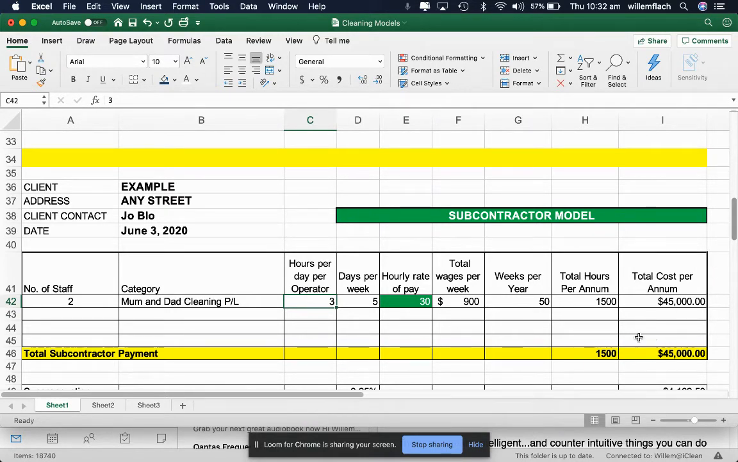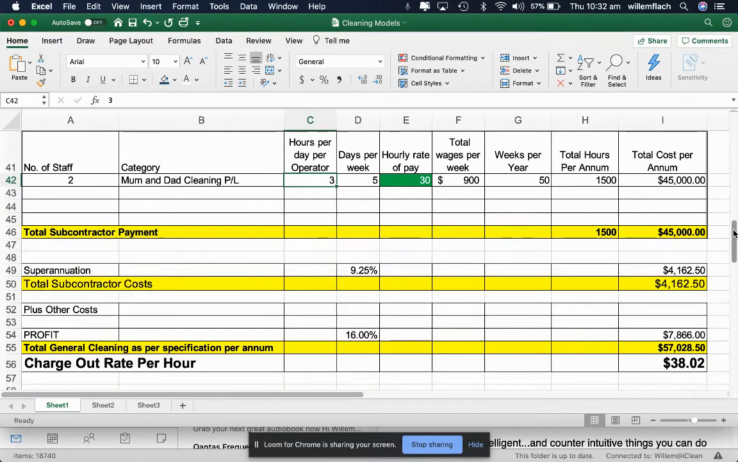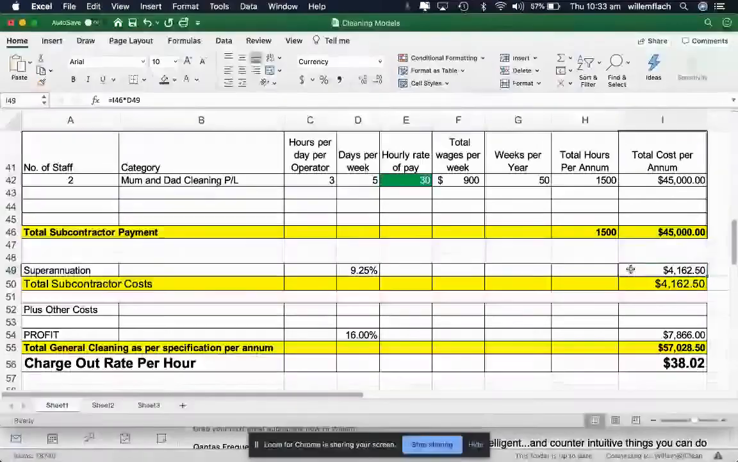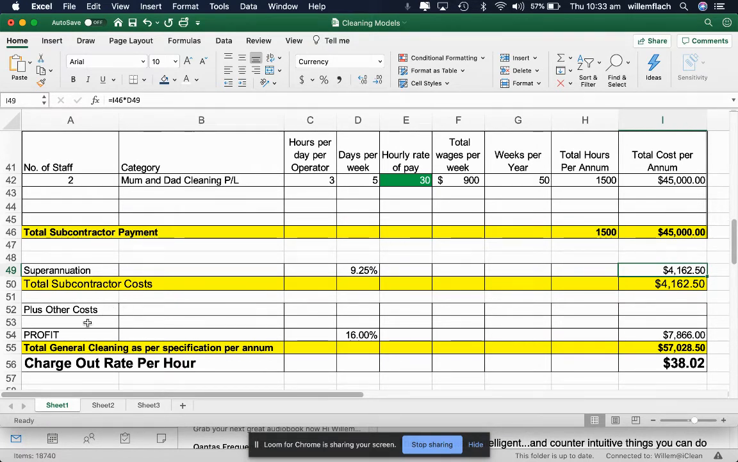So in this case, we're paying the subcontractor $45,000. Unless the client is an independent company and is paying the superannuation on behalf of their cleaners, we need to pay the superannuation. That would apply in cases where you've got a husband and wife team and there's just the 2 of them. We need to pay their superannuation. So that's added on top. And again, the profit margin, let's say we're looking at 16% in the case of a subcontractor. We're then looking at a total price of around $57,000.